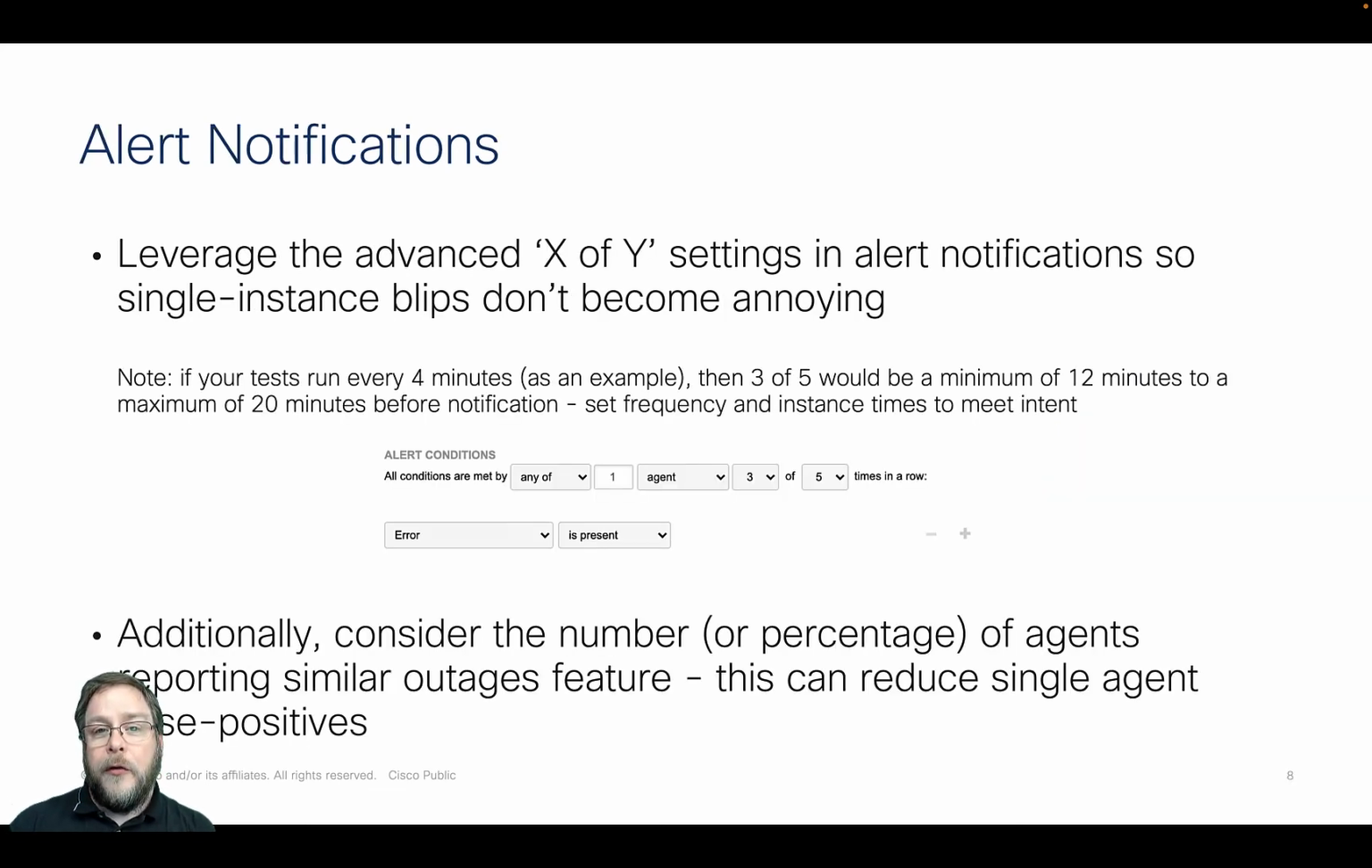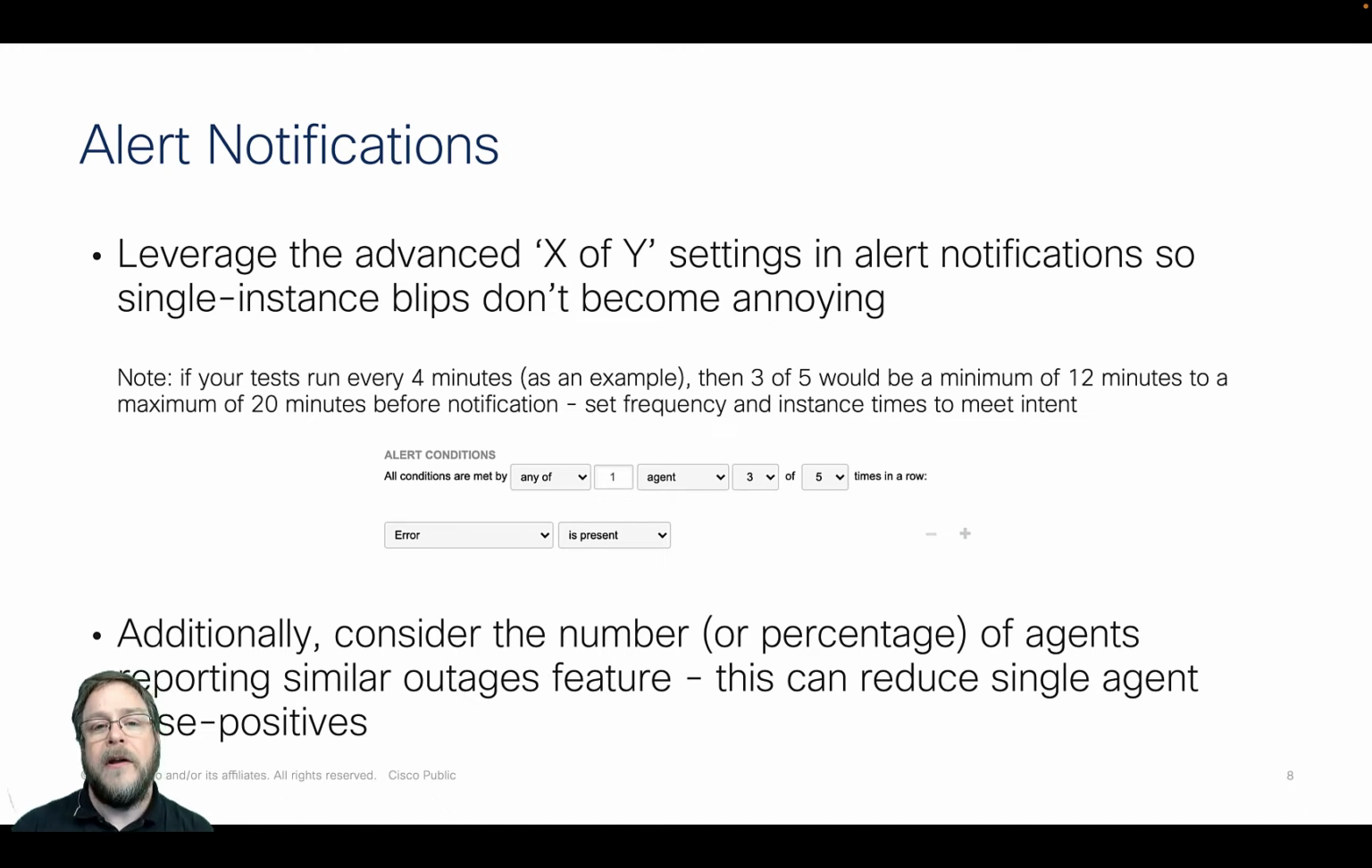When we think about alert notifications, the leading practices here are to use the X of Y settings in alert notifications. We don't want to be alerted or annoyed by single blips on the internet. We know this is a shared medium in most cases, and things are going to happen. Routes need to be reestablished, CAM tables and switches need to be reasserted, and if we react to every single blip it's going to be unnerving. So go ahead and set up the X of Y.